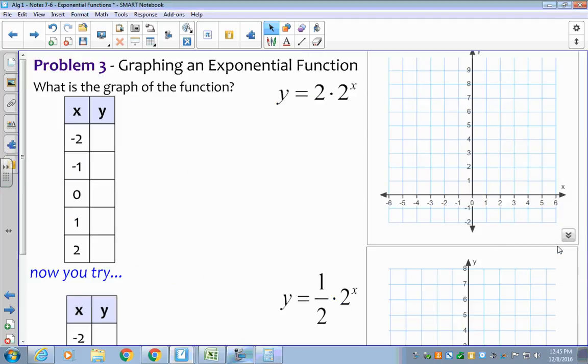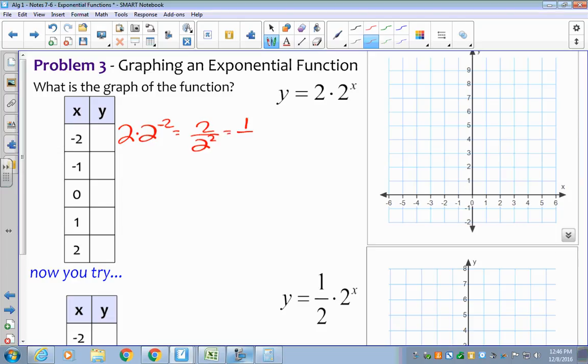So we're going to go ahead and work on graphing the function. So we got y equals 2 times 2 to the x. Remember our order of operations. When we plug in our -2 for our x, we have to deal with that exponent first. So that's equal to 2 over 2 squared, which we can simplify down to 1/2.